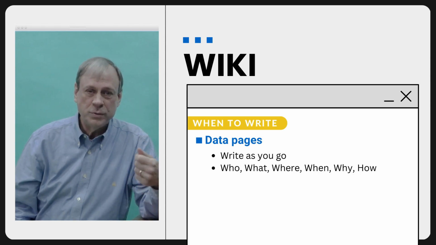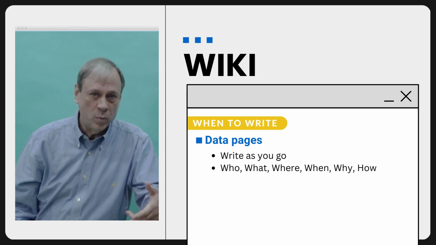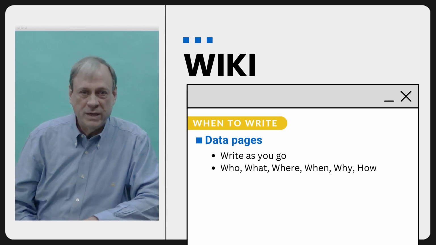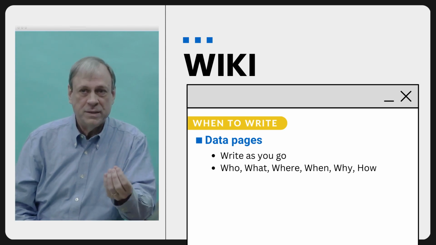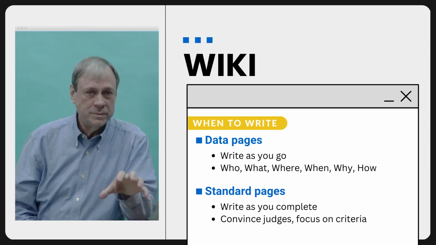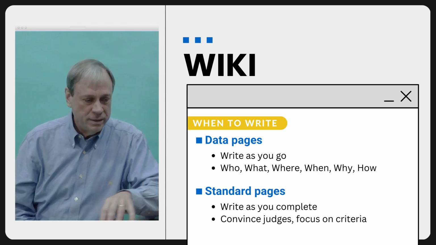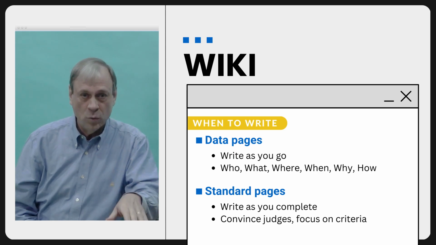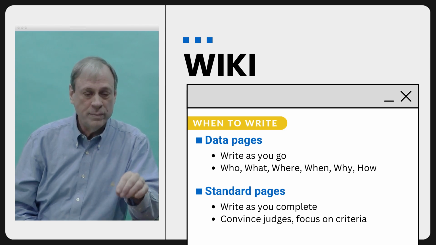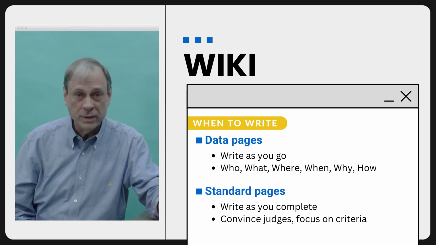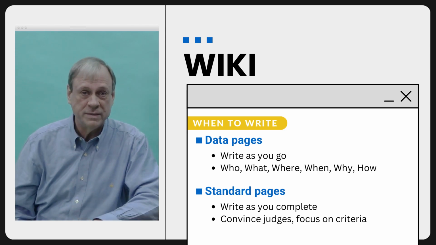And you need to include who, what, where, when, how, and why, so that all of that information is there in detailed form. But then the standard pages, as you get to the end, as you complete, then you go back and you link and you focus in those pages only on the criteria. We met the criteria by doing X, Y, and Z, and you have links to each of those activities that you participated in.